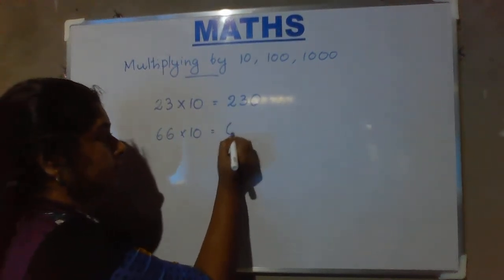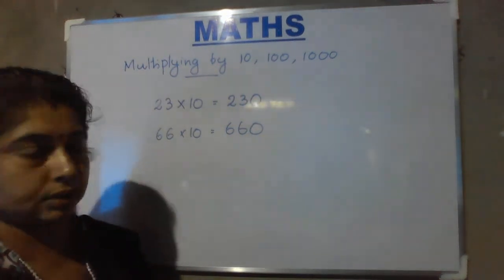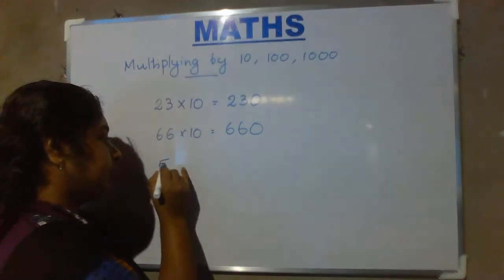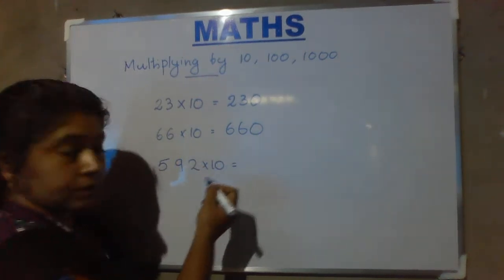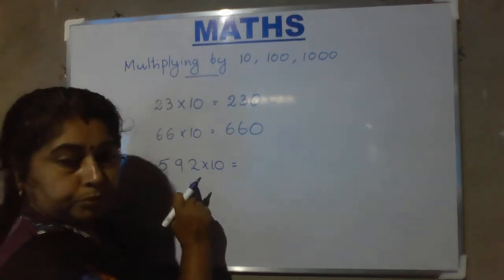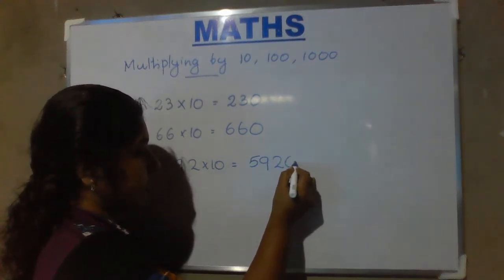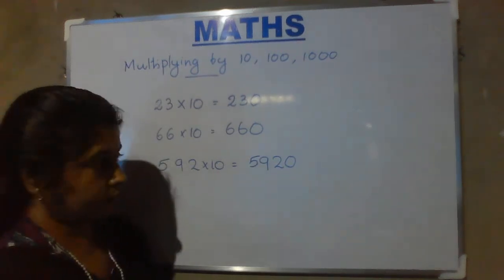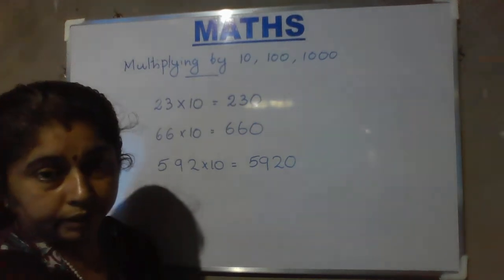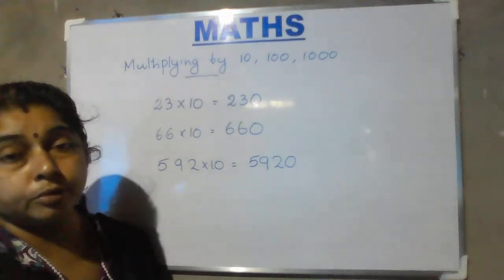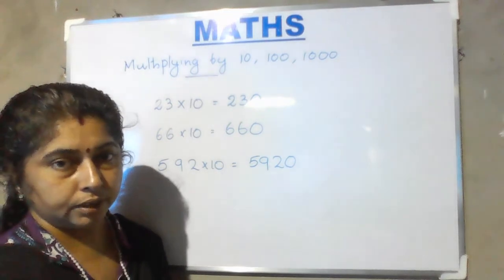Then 66 into 10. We put 1 zero to the right of 66. That is 660. Then 592 into 10. What is the product? We put 1 zero to the right of this number. Then 592 and put 1 zero to the right of this number. That is multiplying any number by 10. We put 1 zero to the right of that given number. Understand?